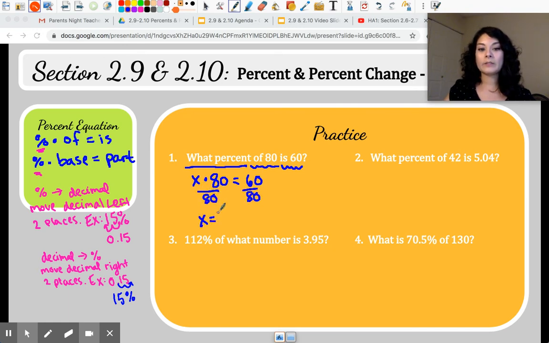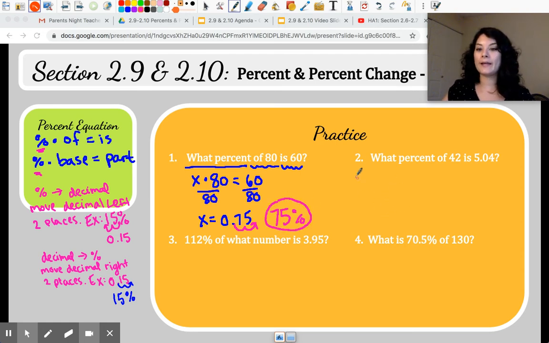And I get x is equal to, and if I divide here, I get 0.75. But remember, when you're solving for the percent, you're going to get a decimal. It's in decimal format. Okay, so that means I have to actually make a conversion here. I have to go from a decimal to a percent, so I got to move my decimal place 2 places to the right and throw a percent symbol afterwards. 75% is my answer here.